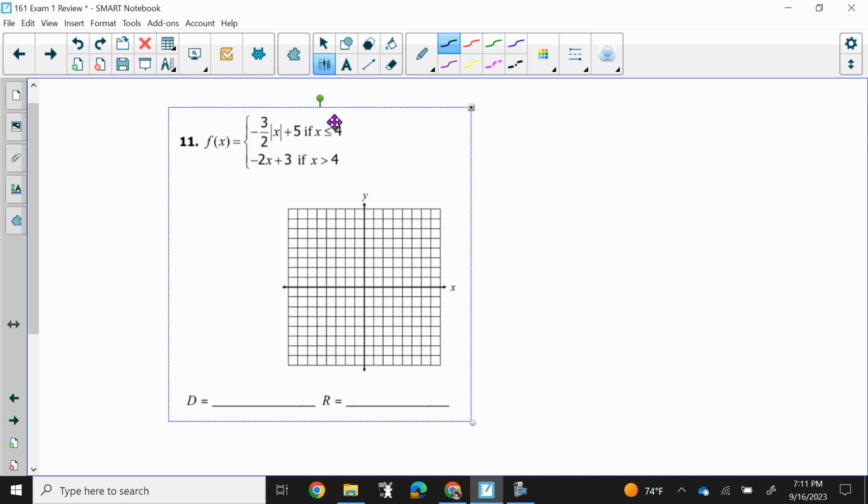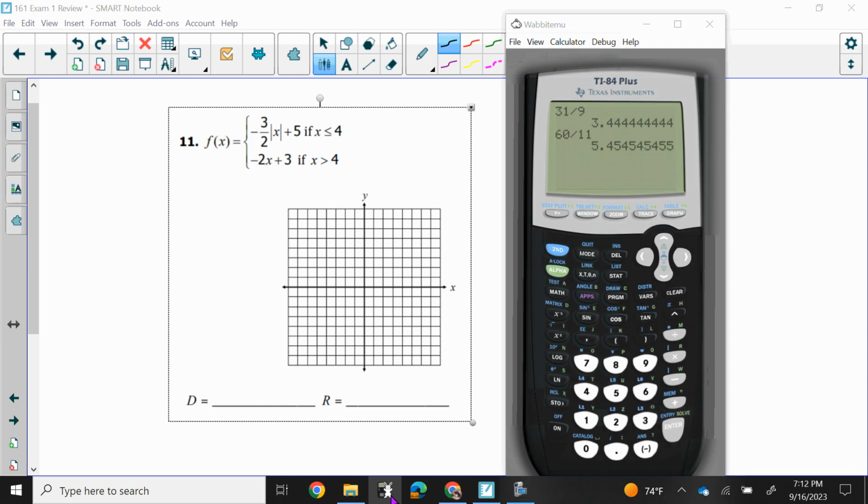Okay, so here's the thing. If x is less than or equal to 4, this is what the graph is, right? So this is the absolute value of negative 3 halves of the absolute value of x plus 5. Let me give you an example of what I would do. You can draw this all by hand and do a table of values, but what I would do is take each one of these in parts.